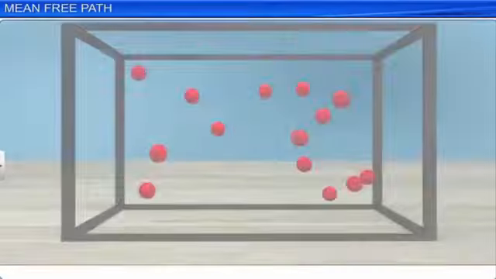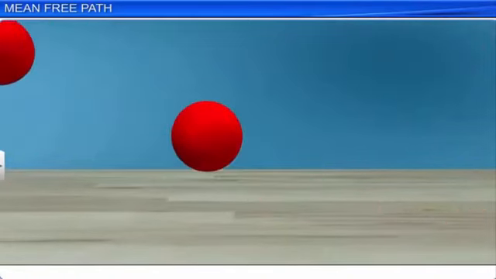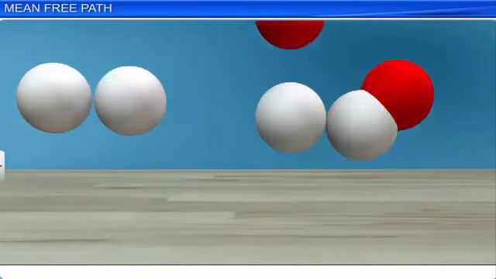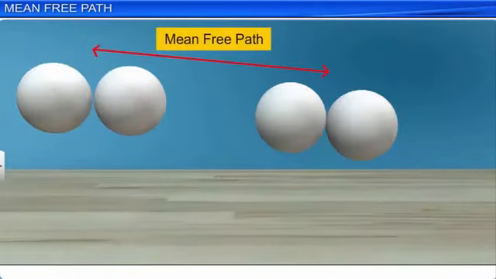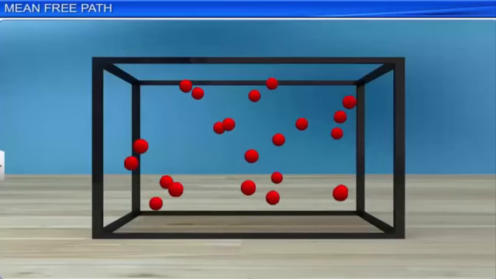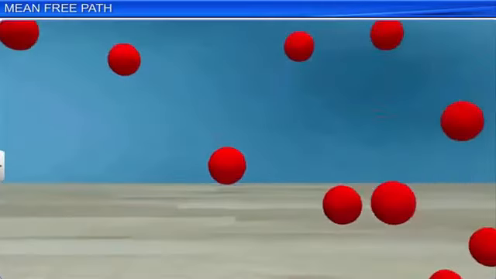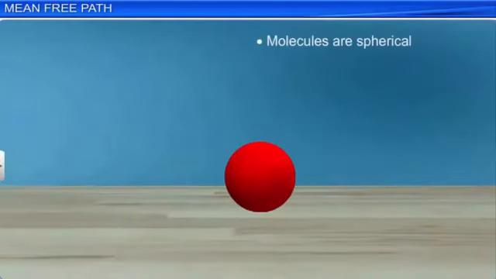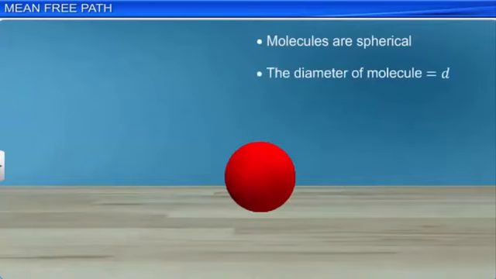The average distance traveled by a molecule between collisions is called the mean free path. Let us find an expression for the mean free path of a gas molecule. According to kinetic theory, it is assumed that the molecules of a gas are spherical in shape. Let d be the diameter of a molecule and let it move with an average velocity of v bar.